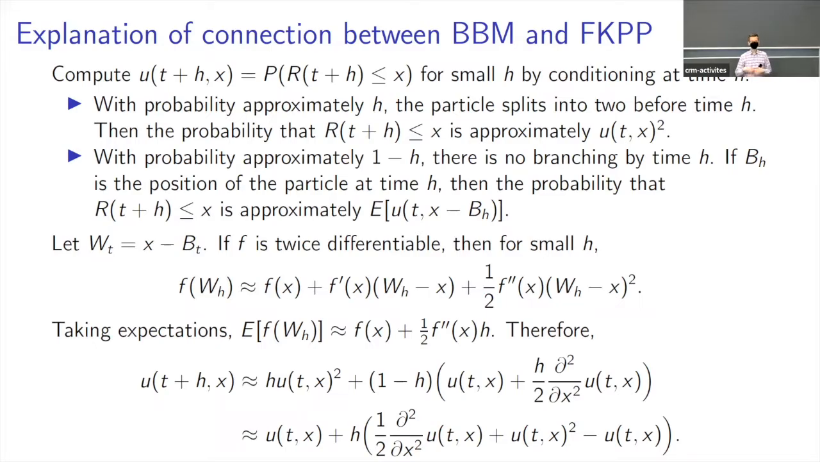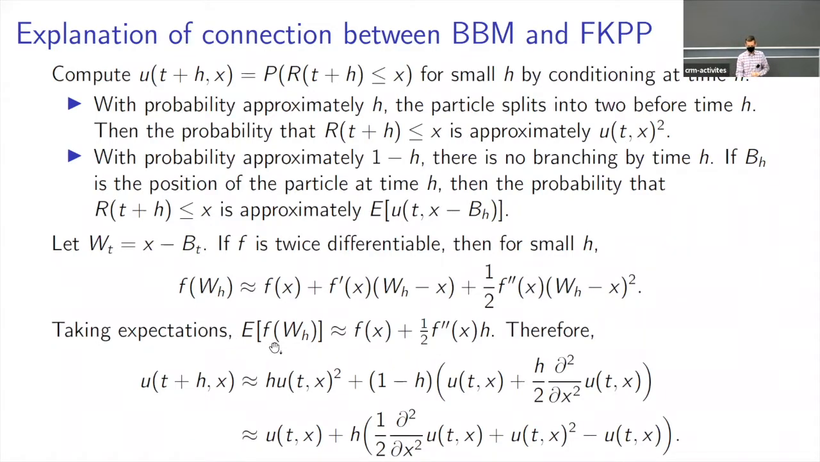And then if f is a twice differentiable function, we can approximate f of w sub h by a second order Taylor expansion. Taking expectations, the expected value of f of w sub h is approximately f of x plus the expectations of these two terms. But the expected value of w sub h minus x is 0, and the expected value of w sub h minus x squared is just the variance of how far a Brownian particle moves after time h, which is exactly equal to h.